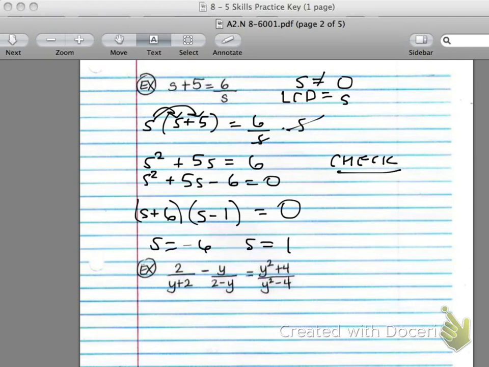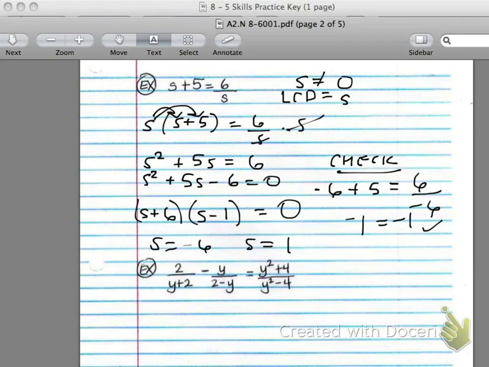When I check this, I'm basically going to say, okay, if one of my solutions is negative 6, I do negative 6 plus 5 equals 6 divided by negative 6. Negative 6 plus 5 is negative 1 equals negative 1. That checks out.